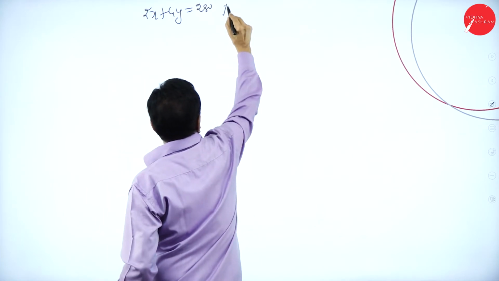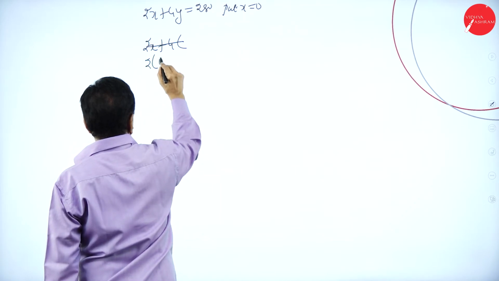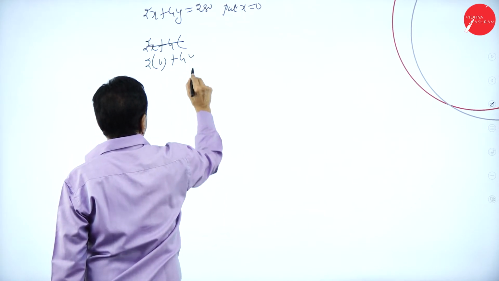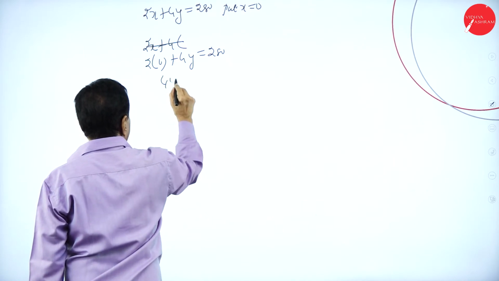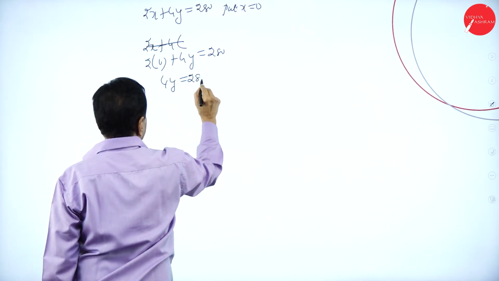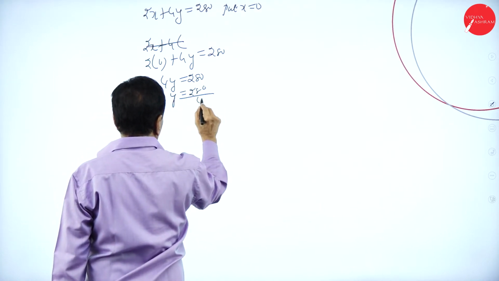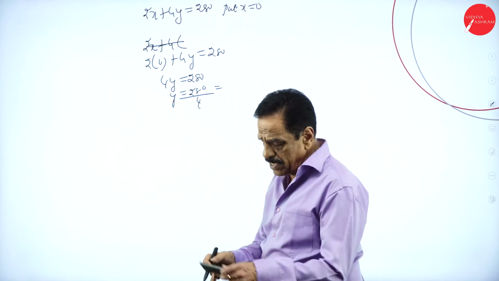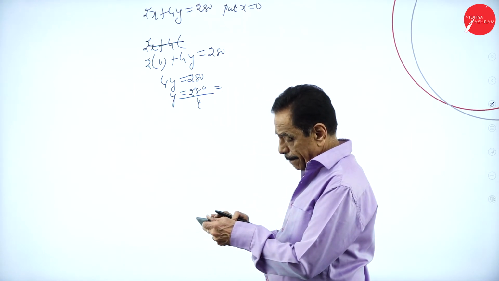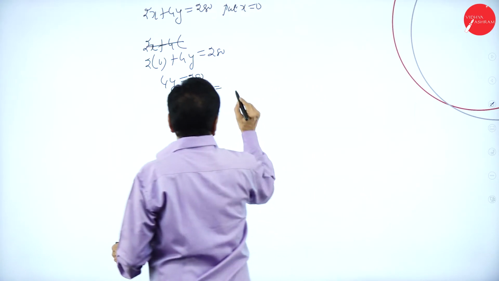Put x is equal to 0. 2 into 0 plus 4y is equal to 280. 4y is equal to 280. y is equal to 280 divided by 4. So 280 divided by 4, 70.